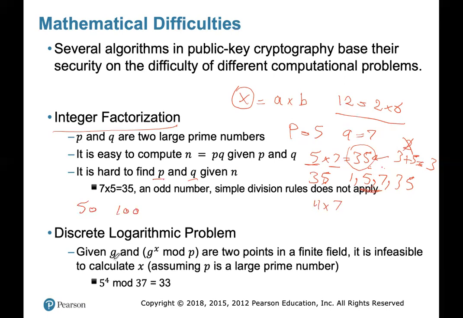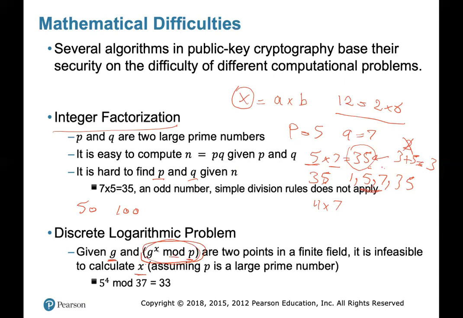It says given G and the number G to the power of X mod P, where P is a large prime number, it is infeasible to calculate X. If I give you G, which is any number, and I calculate G to the power of some number X, and then take the mod with respect to a prime number P, and give that number to you as well.